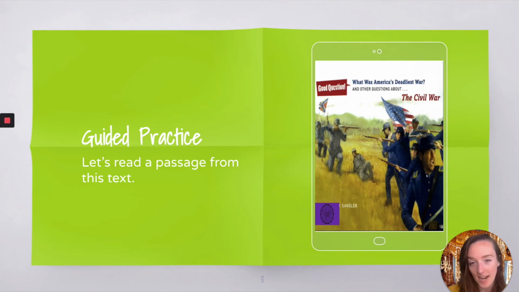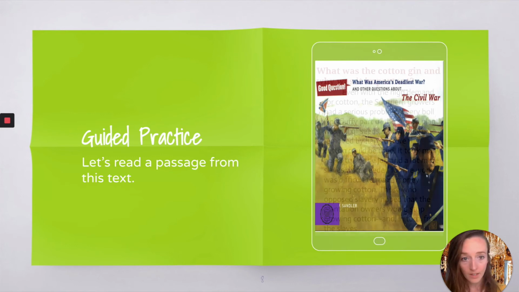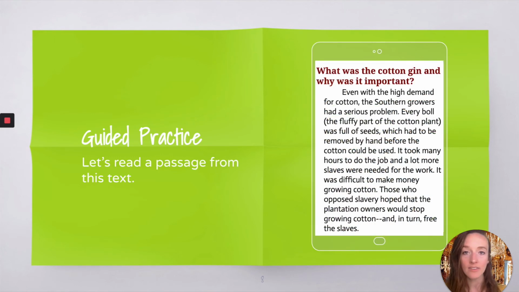For guided practice, we are going to read this text. What was America's deadliest war? And other questions about the Civil War. You might recognize this text. We haven't read it in class, but it's in our library, so you may have read through it actually when we were learning about the Civil War. But we're not reading the entire book. We're going to focus on just a few passages throughout the week. And today we're focusing on this passage.